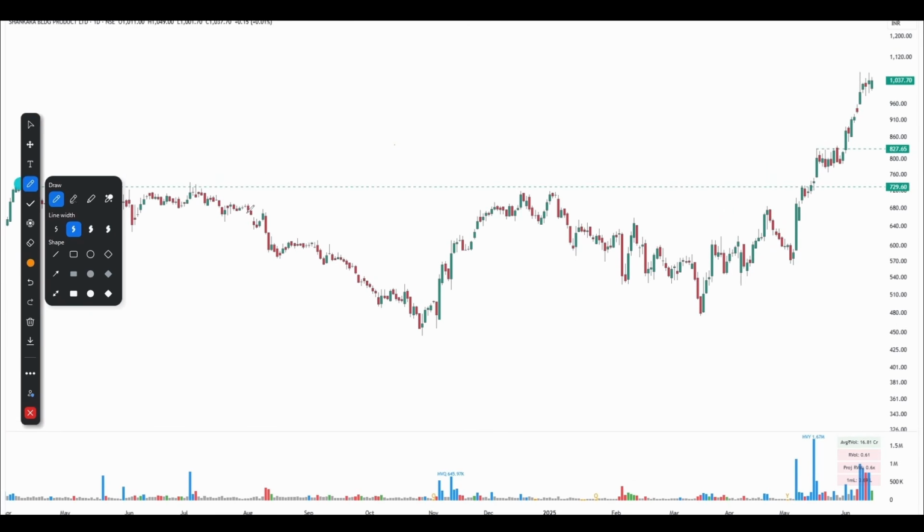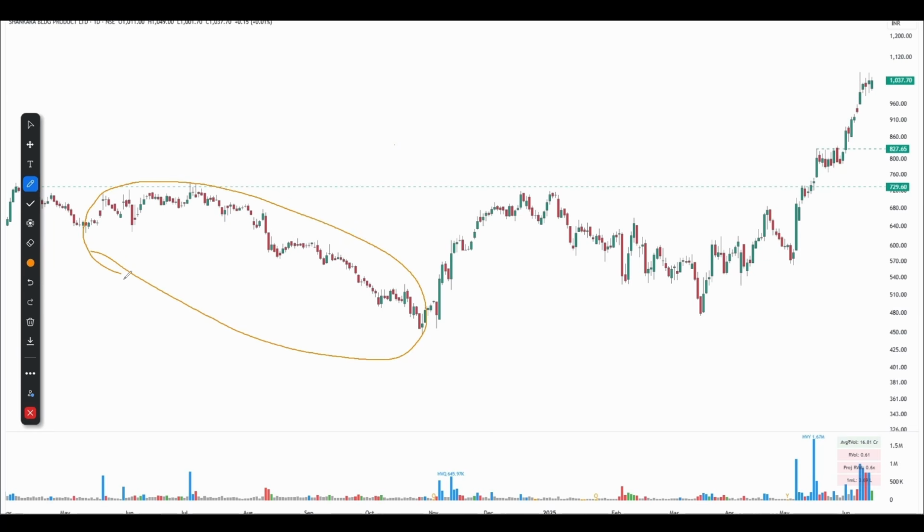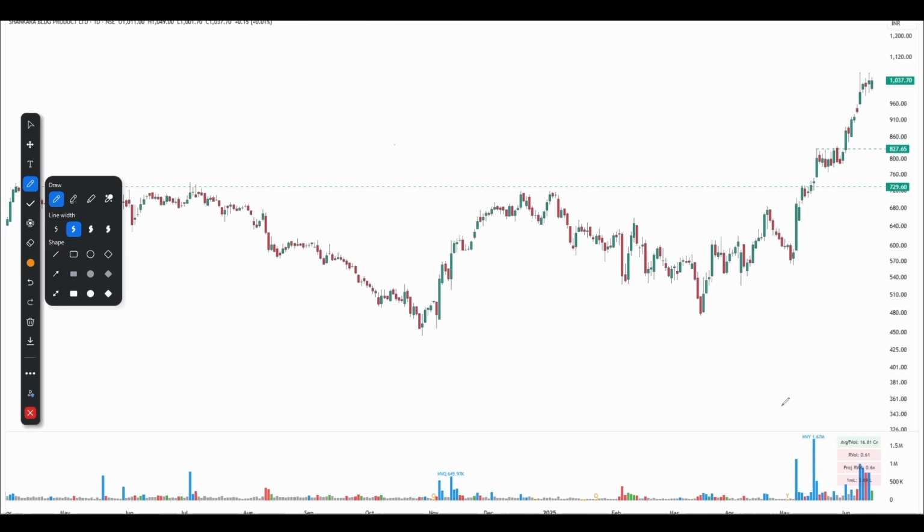Another example is Shankara. During the LHS, not a lot of volume footprints, but during this you can see, but it fizzled out again, the volumes subsided. But look at this, when it transitioned from LHS to RHS, you can see the volume footprints getting significantly higher from the LHS side to the RHS side.